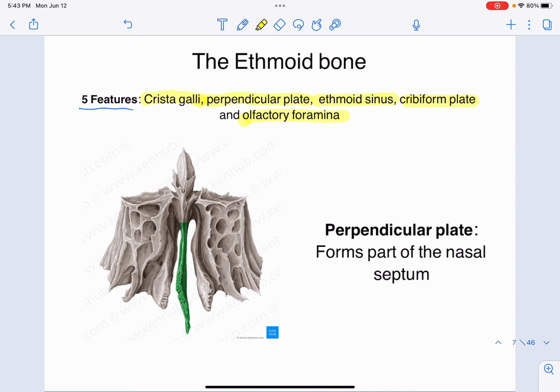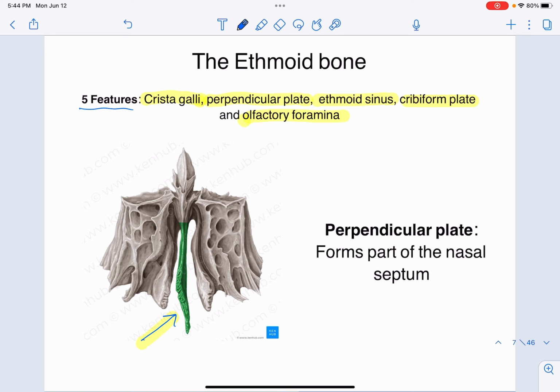So, for example, if I labeled this, which I'm going to start telling you what all the features are, you would answer it is the perpendicular plate. But I will go on to tell you a little bit more about it just so you have some reference.